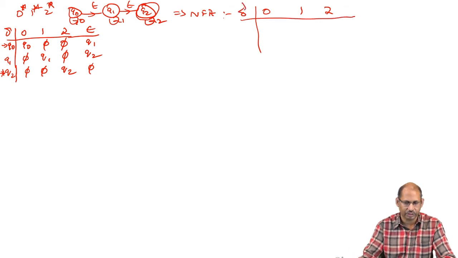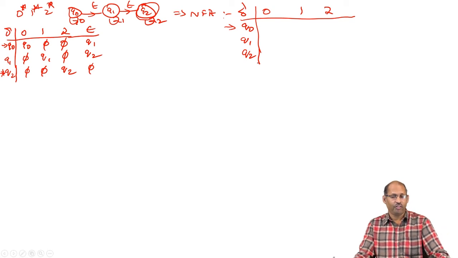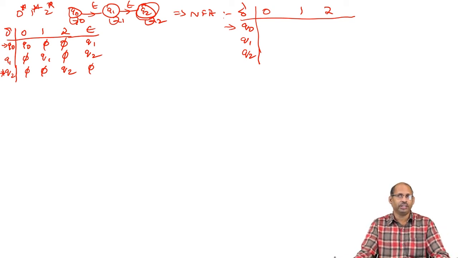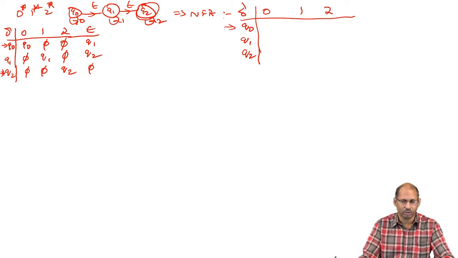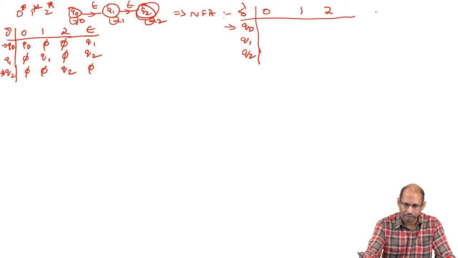This is an NFA with epsilon transitions. Now what will be the states? Q0, Q1 and Q2. First, in this conversion, what is the first step? Find the epsilon closure of Q0.